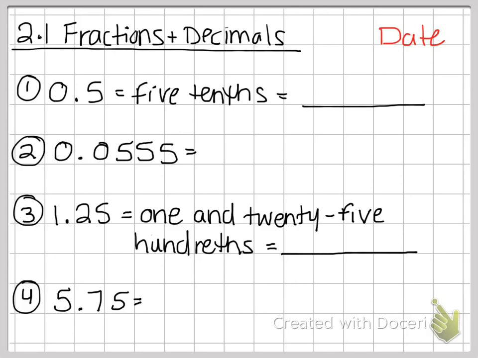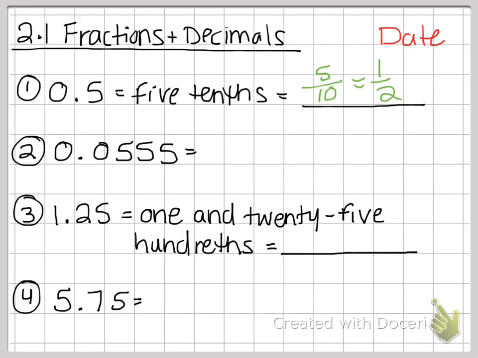For number 1, we're going to be changing this decimal to a fraction. I've written it in standard form and word form, and now we just need to write it as a fraction. So when you read that number as 5/10, we also read that as 5/10. So 5/10 as a decimal, 5/10 as a fraction, and you make sure you always reduce to simplest form, which is the same as 1/2.